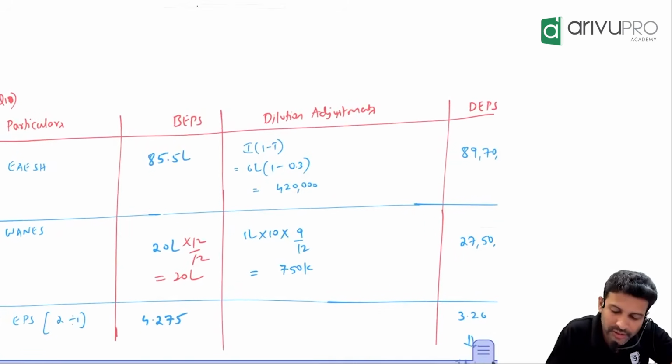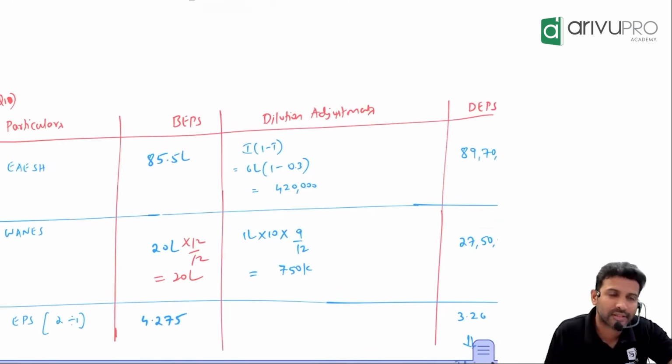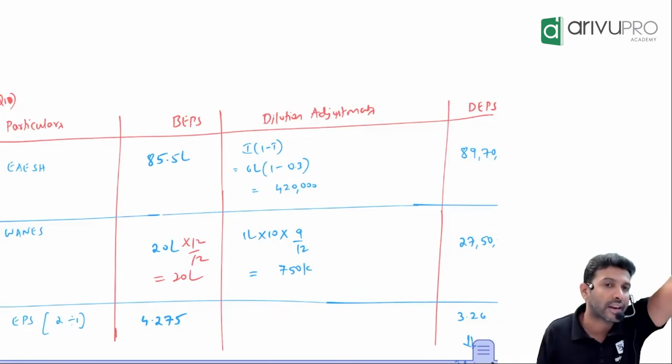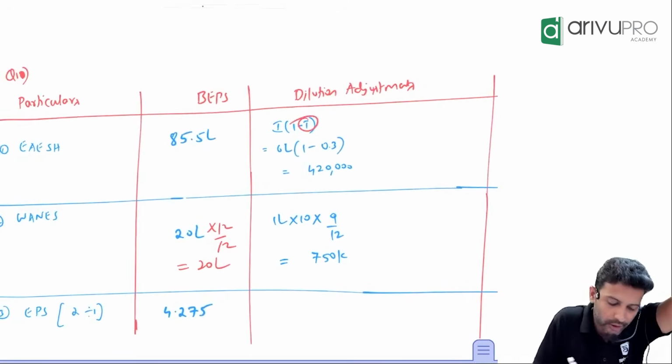No logic if you want me. Simply you have to do interest into 1 minus tax rate. First, let's do that. Then we will figure it out. I into 1 minus tax rate. I for interest, T for tax rate.